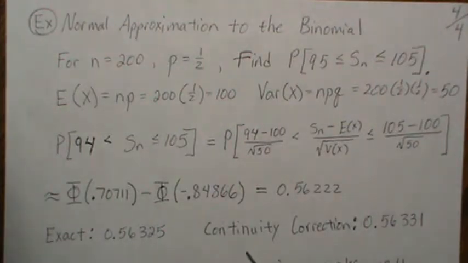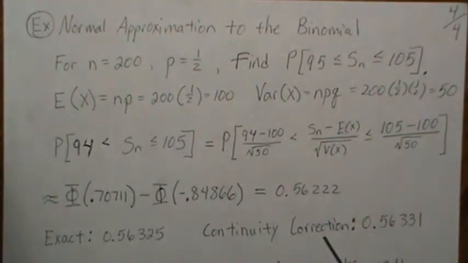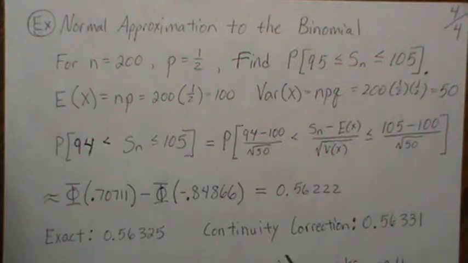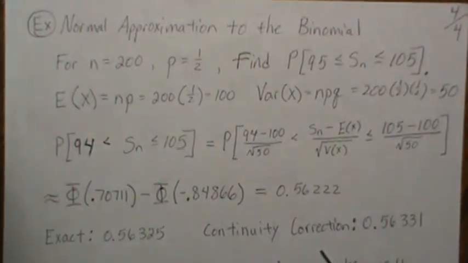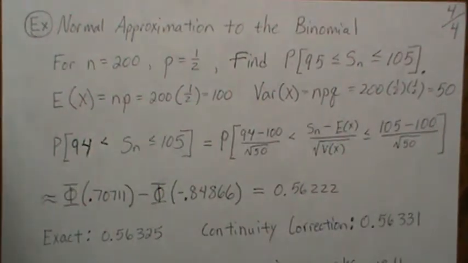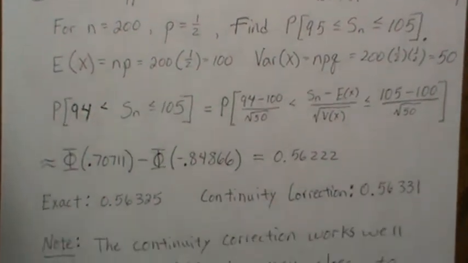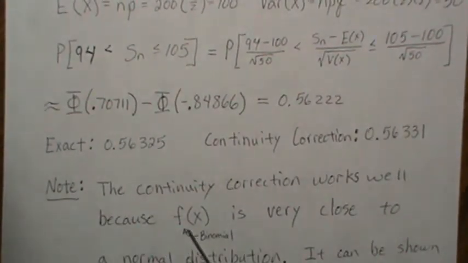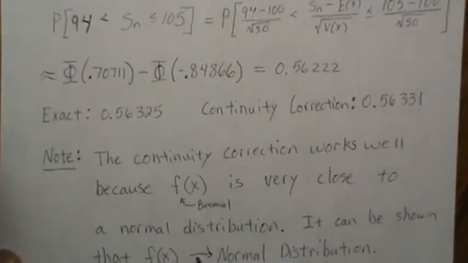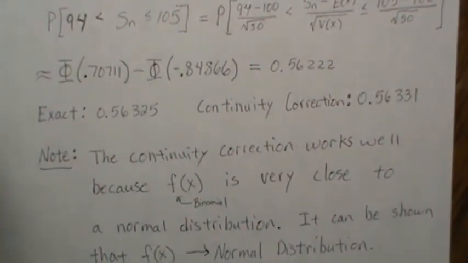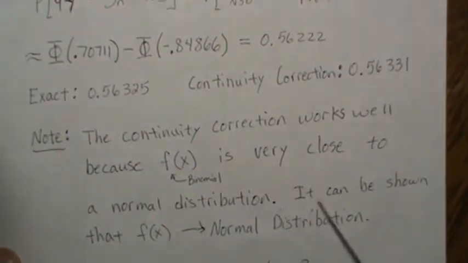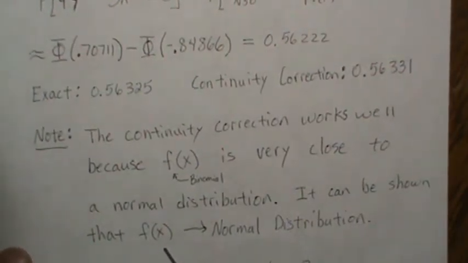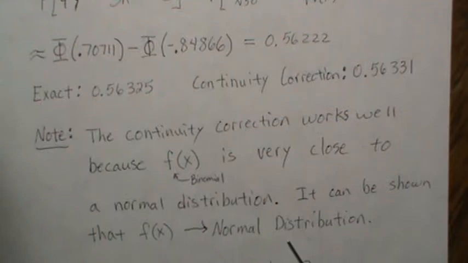Now, we can also do what's called a continuity correction. If we add the continuity correction in, we get this, which is even closer to the true value. But why does the continuity correction work? Well, it works because the probability mass function of the binomial ends up being very, very close to a normal distribution. So in this setting, it can be shown that the binomial converges to a normal distribution.